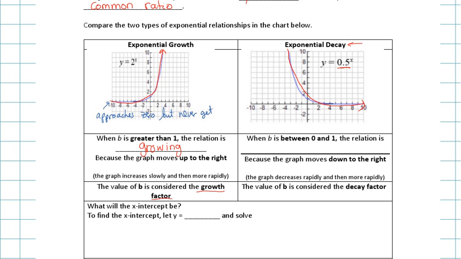When b is between 0 and 1, the relation is decaying. Decaying means it's getting smaller. And as you can see, the graph moves down to the right. It's decreasing. And we call the b a decay factor. It could be 0.5, it could be 0.6, it could be 0.7. It could be any value as long as it's between 0 and 1. Now, the difference between the two is just that one is growing because the base is greater than 1, and the one that's decaying is because the value of b is between 0 and 1.